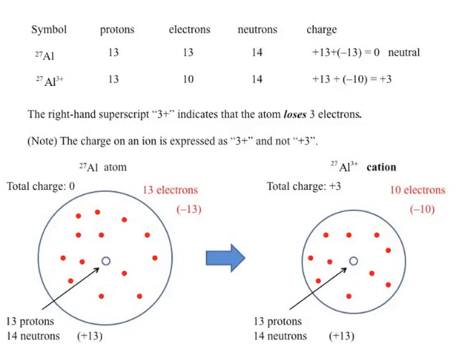Now, 13 protons will give positive 13. However, 10 electrons only give -10. Therefore, positive 13 plus negative 10 gives positive 3. That's how, by losing electrons, an atom becomes a cation, which is a positively charged ion. Let's move to the next slide.